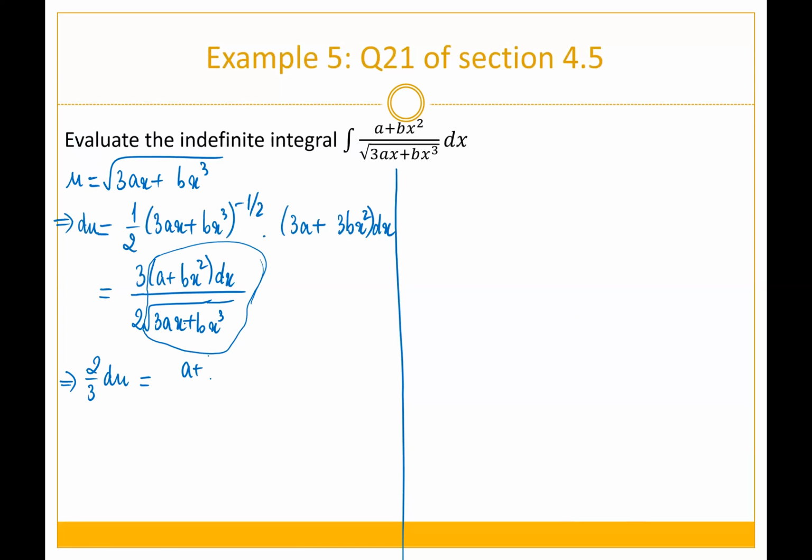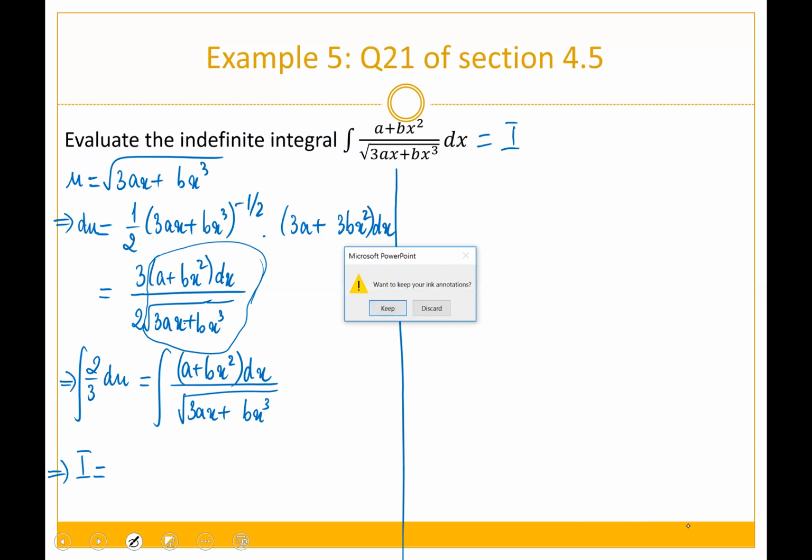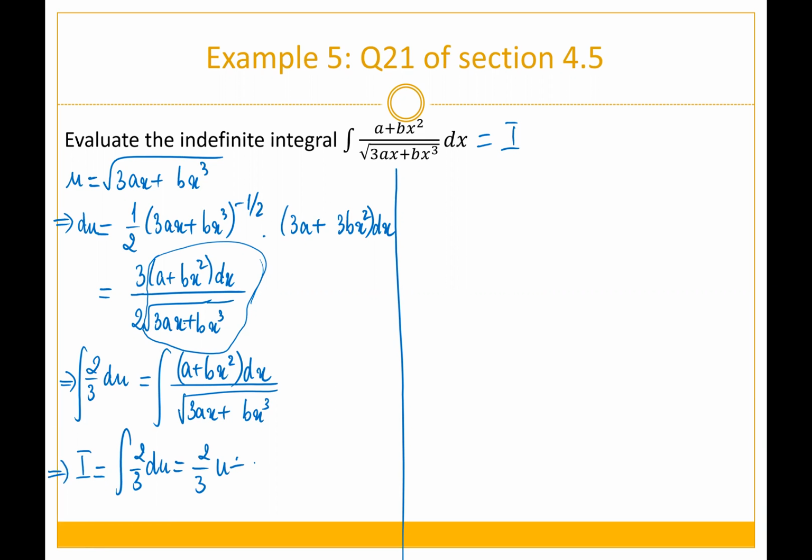Du is going to equal whatever we have in the equation. So if I call this one I, just for the sake of shortening your answer, you're going to have I equal to this integral. So this integral is going to be the integral of 2/3 du, which is really easy now because it's going to be 2/3 u plus C. Or you can put everything back in the form of x, and you must do that because this is the integral in the form of x initially. So that is one solution.